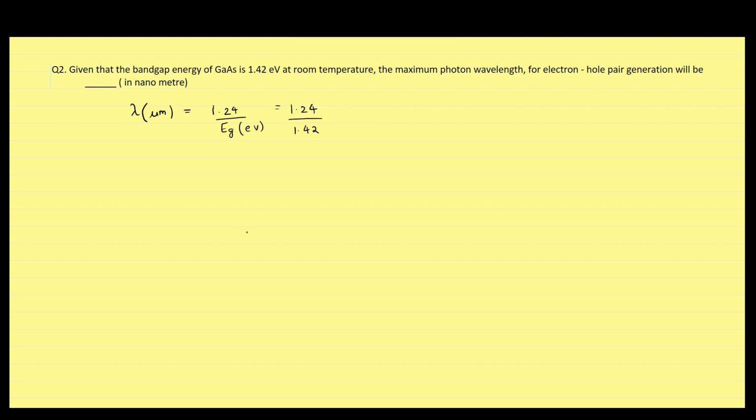Therefore, lambda in micrometer will be equal to around 0.87323 micrometer, and in nanometer we have to simply multiply the wavelength in micrometer by 1000. So you will get 873.23 nanometer. This is the final answer.